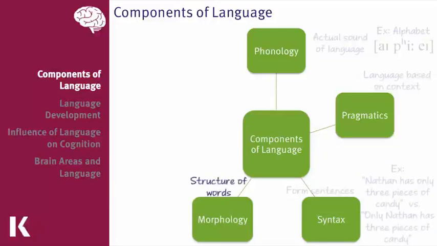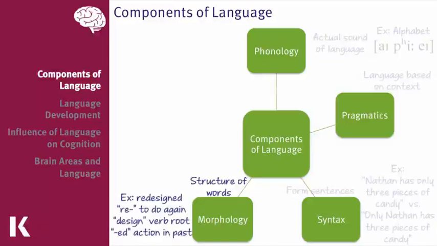Morphology is the structure of words, and the building blocks of words are called morphemes. For example, redesigned has 3 morphemes: re, which means to do again; design, which is a verb root; and ed, which denotes that the action has occurred in the past.